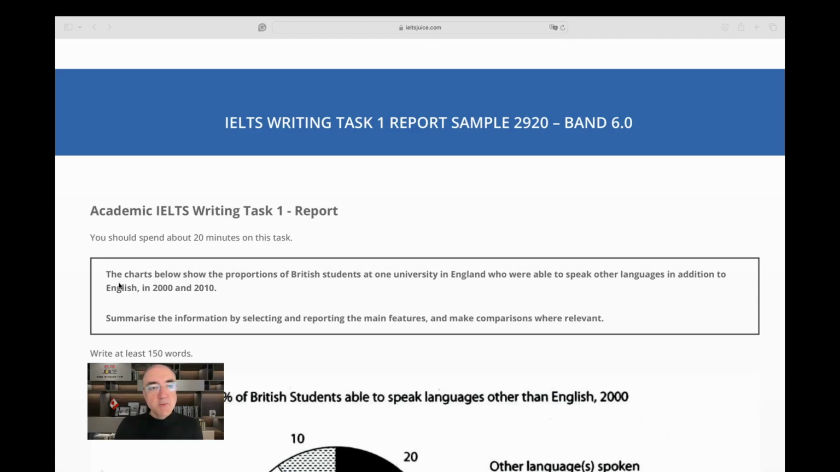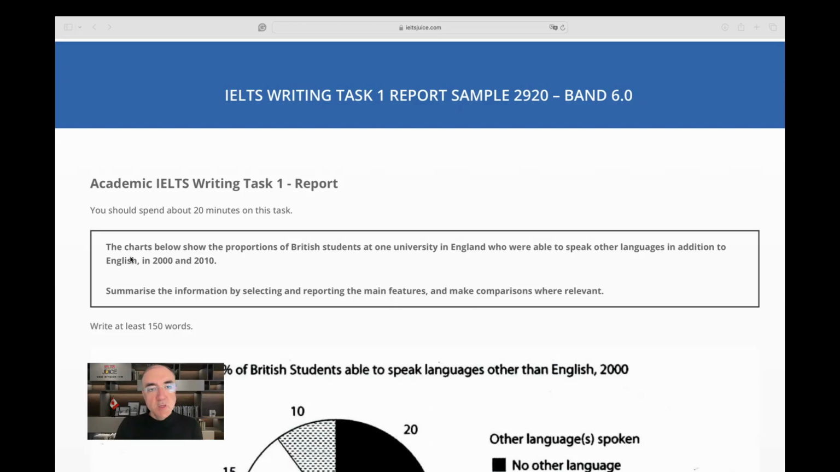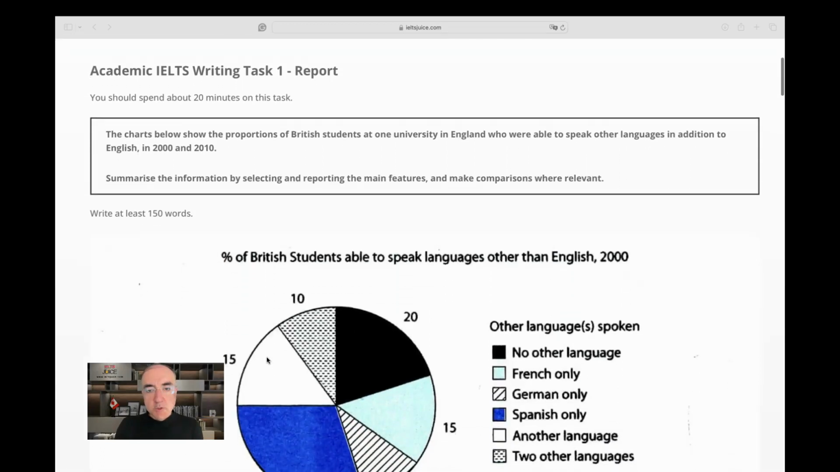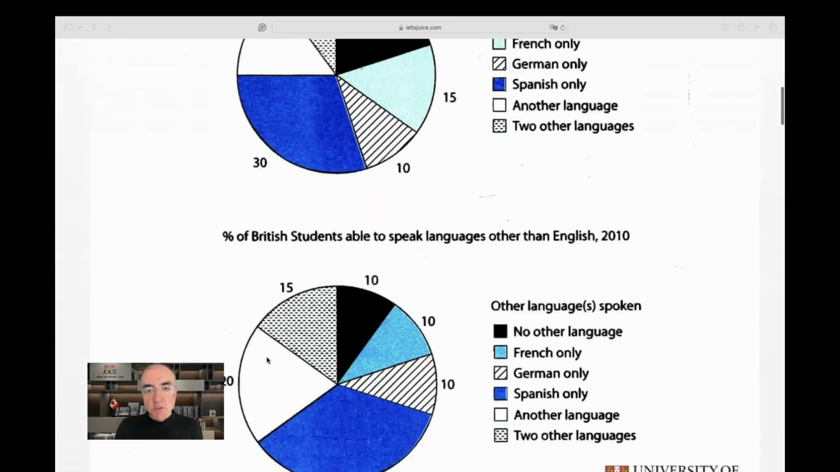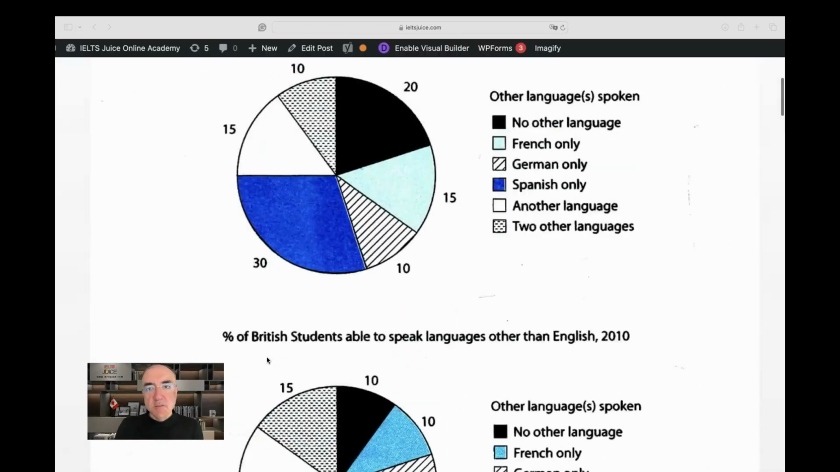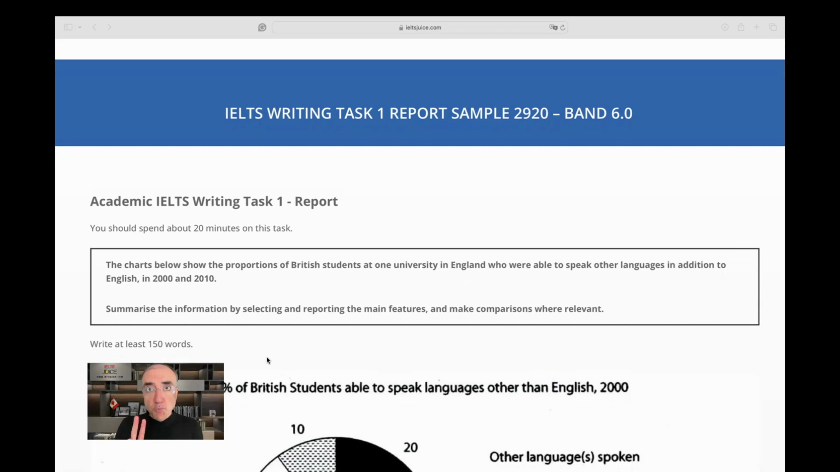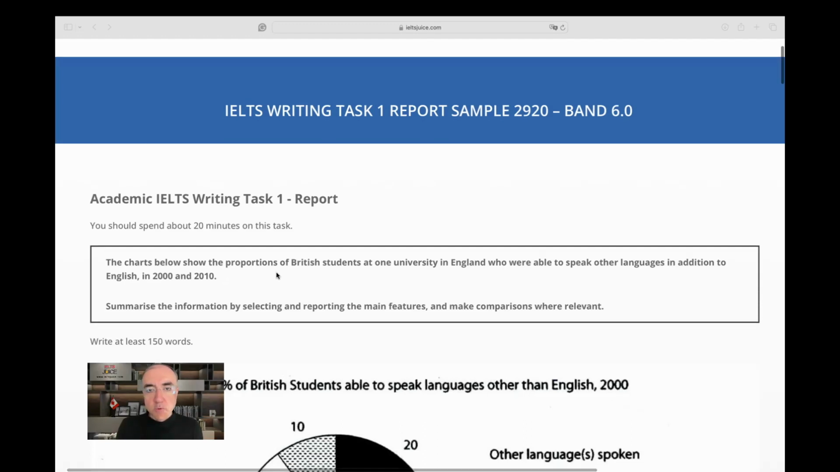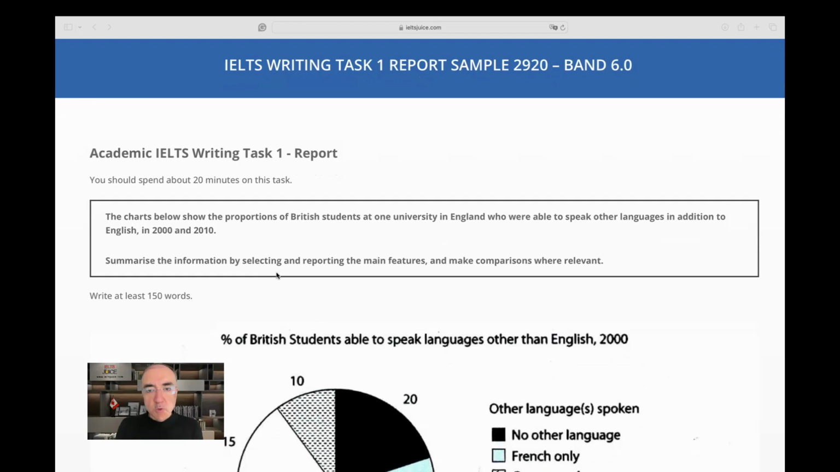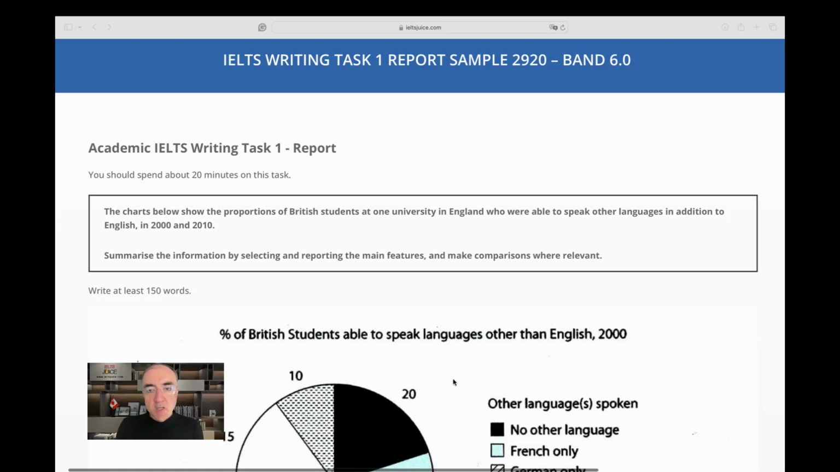So here are the elements. We have charts. What the charts are, I see one pie chart, I see two pie charts, that's it. So our charts, plural, are two pie charts. And then I want to see what it shows. So my question is, what does it show? I mean, all these numbers and colors, what do they mean? And they are a percentage.